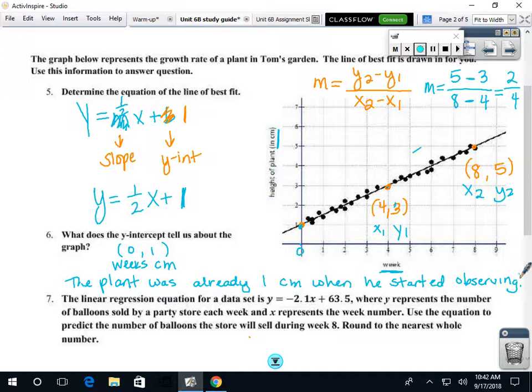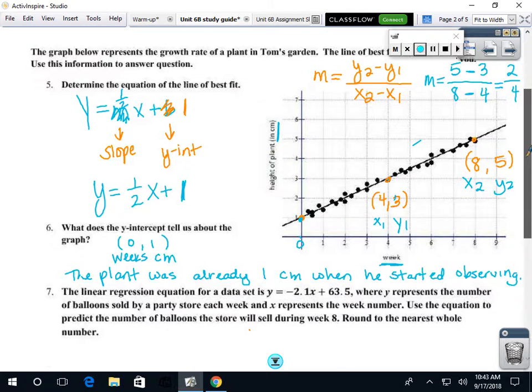Like, do you always have to plant something, throw seeds in the ground and watch it grow? What else can you do if you want to have a garden? Yeah, you can go buy one, and so couldn't the plant have possibly already been 1 centimeter tall when he planted it? Okay, but regardless, when he started doing his observing or whatever he's doing, watching it grow, the plant was already 1 centimeter tall. Whether that means he bought it that tall or whether it means he threw the seeds in the ground and didn't start watching it grow till it was 1 centimeter tall. Does that make sense?